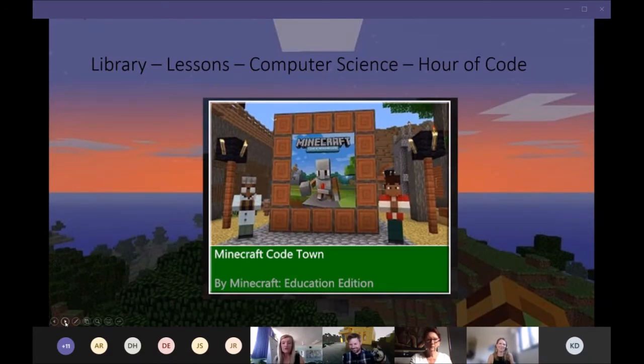Then I moved on to Minecraft Code Town, which is in library lessons, computer science and Hour of Code. And luckily there's a new Hour of Code button with new updates, so it will take you straight there. Just click on to the next one for me, Lauren.